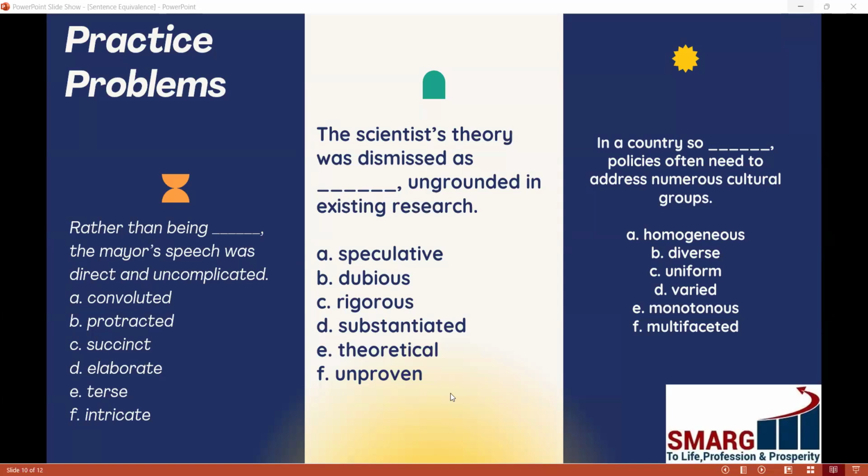Convoluted, A, and intricate, F. Okay, convoluted and intricate, A and F. Why not protracted, ma'am? Now again, what is the meaning of protracted? It's long and winding. Something that's long and winding. Again, are we talking about the duration here? This is what I understood, when we're talking about it's like to the point, the concise. So in that case, the opposite.